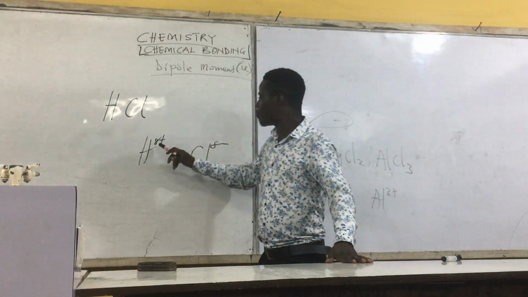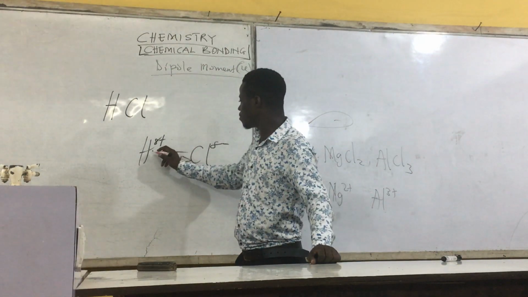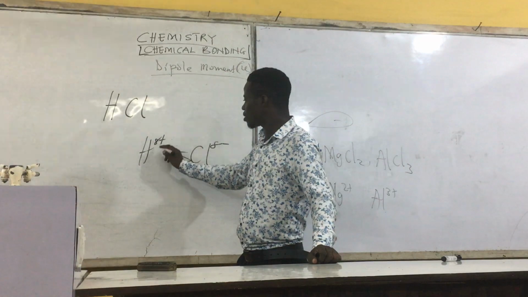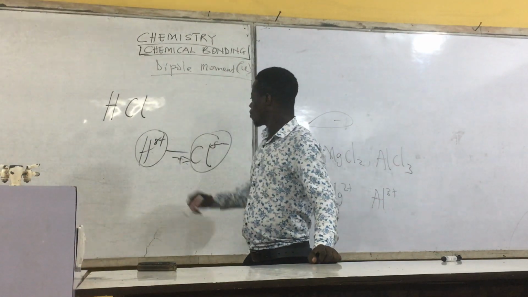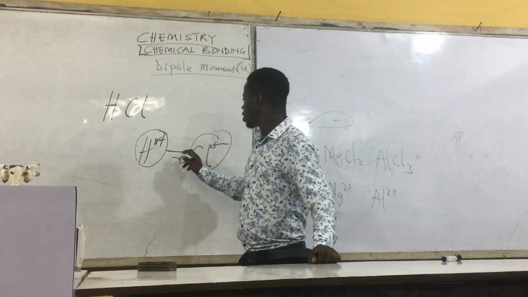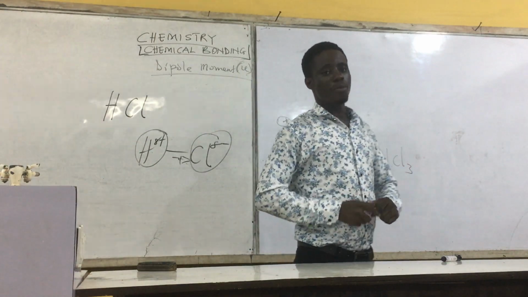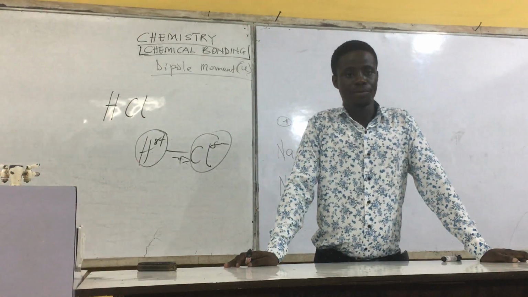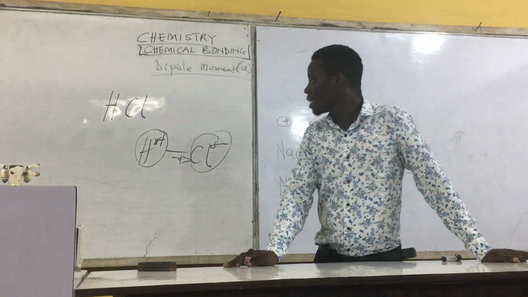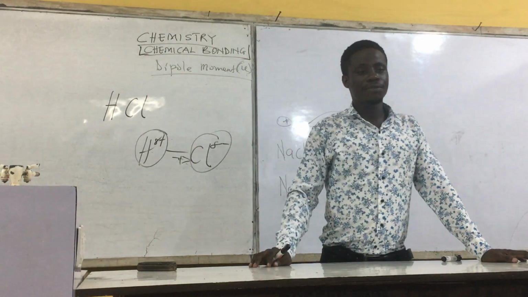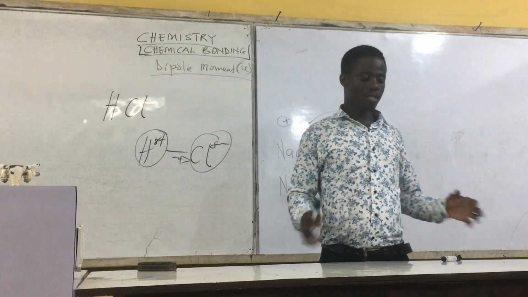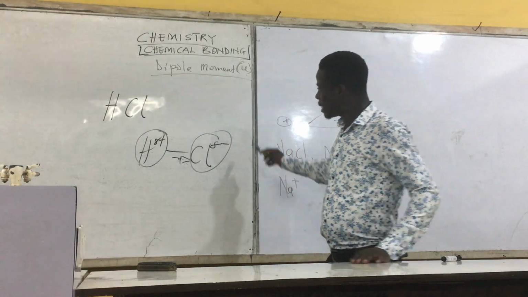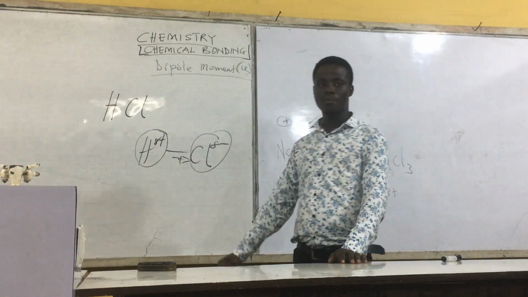Looking at this, there's a distance from here to here. So the product of the charge and the distance between these charges is what we refer to as dipole moment. Dipole moment can be calculated, and we normally calculate that in debye. As we move further, we will look at how these are calculated. There are numerical values for that. So basically, that is what we refer to as dipole moment.